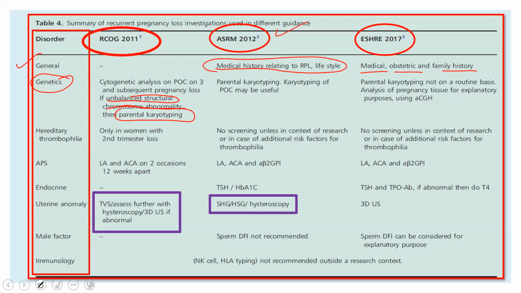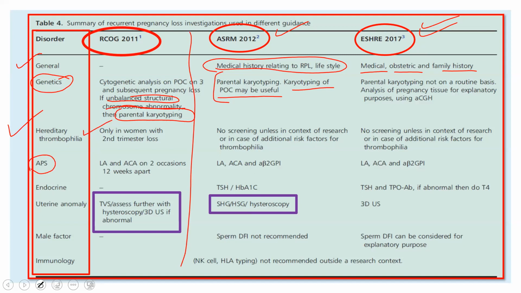ASRM also says that parental karyotyping is good, and it also says that product of conception testing may be useful as well. But the European guideline doesn't endorse that; we don't have to do parental karyotyping on a routine basis. Okay, then hereditary thrombophilia. RCOG says that only in women with second trimester loss.